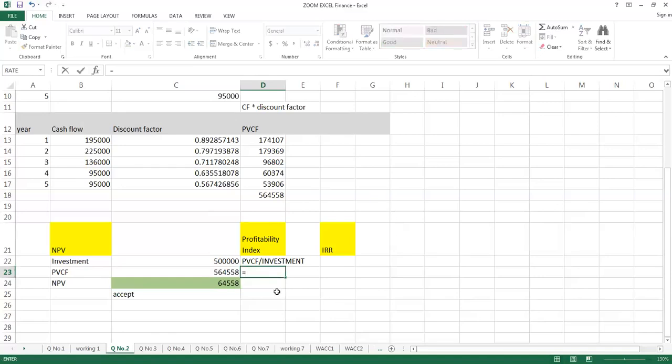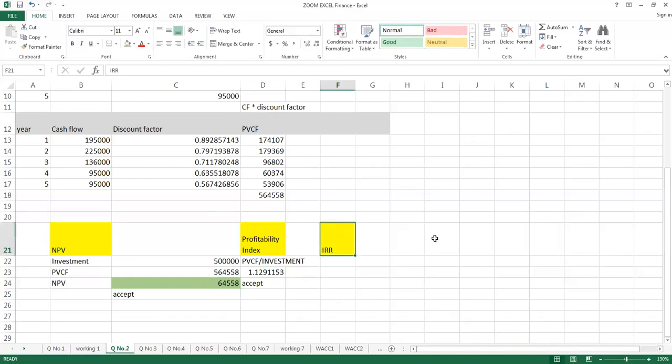So you can see that the present value of cash flow is given as 564. You can either check and take it from here, or you can go back to the present value cash flow that you calculated here. So this will help you see that this is 564. You can take its total sum and divide it by the investment you made. If this answer is greater than 1, then we can accept the project.